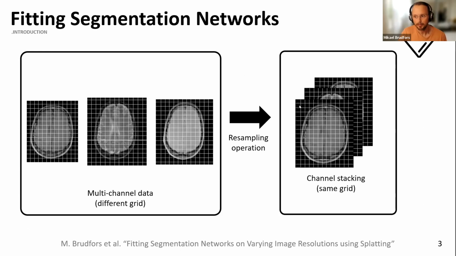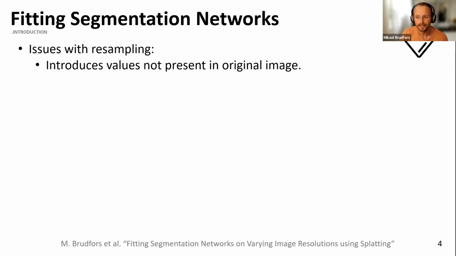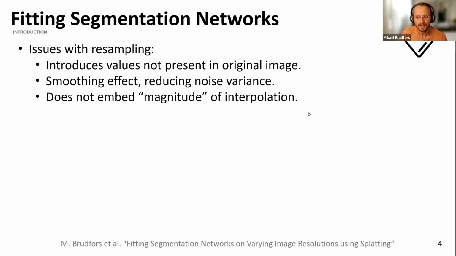Again, resampling can be performed to stack the multi-channel images. However, there are some issues with resampling. It can introduce partial volume effects as well as values that are not present in the original images through interpolation. It has a smoothing effect, which effectively reduces the observed noise variance of the image. It does not inform the segmentation network on how confident it should be about the particular voxel value, that is, whether it has been highly interpolated or preserves the raw value.